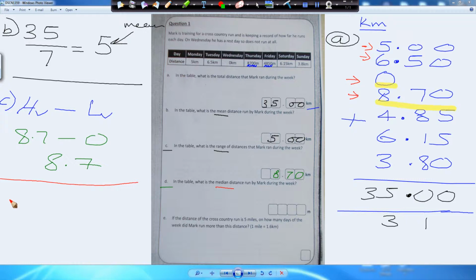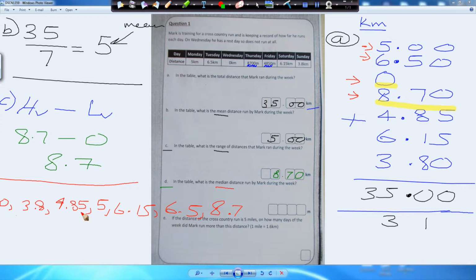First, the smallest number is 0 km. The next one is 3.8. And the next one is 4.8. And then 4.85. And the next one is 5. And the next one is 6.15. And then 6.5. Are we happy with those values? Are all of them there? And then 8.70. Okay, 8.7. Right, how many numbers?